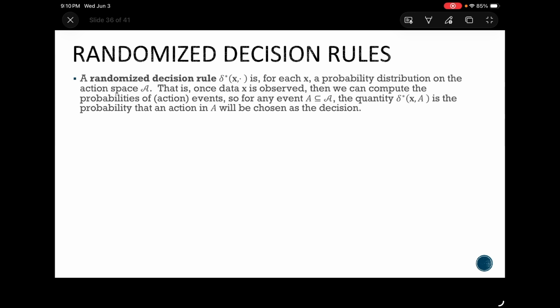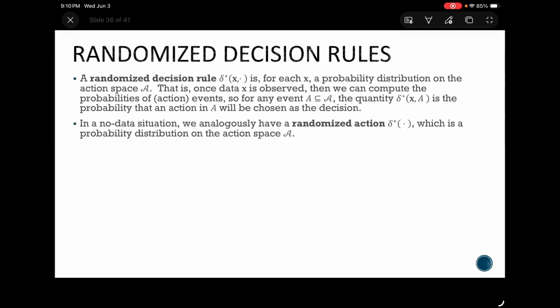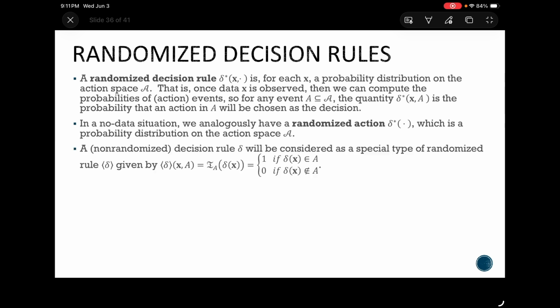So we don't actually get a decision from this. We just get maybe a more improved understanding of the action space and where the more likely actions or the better actions are, in a sense. In a no data situation, then we analogously have a randomized action, which is also a probability distribution on the action space. It's just, since there's no data, there's not like a bunch of different possible distributions we could have. There's just the one.